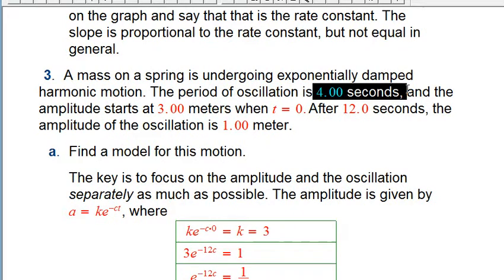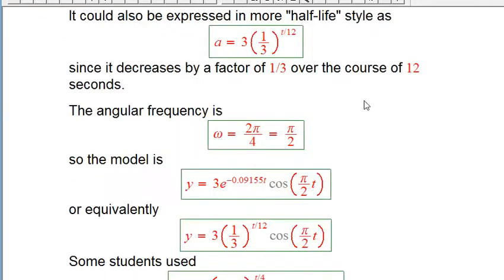It doesn't come in right now because we're just analyzing the amplitude. We know it's a certain decaying function. We know 2 values. T equals 0 gives you amplitude is 3. T equals 12 gives you amplitude is 1. The 4 seconds doesn't come in here yet at all. Where that comes in is when we actually put in the cosine.